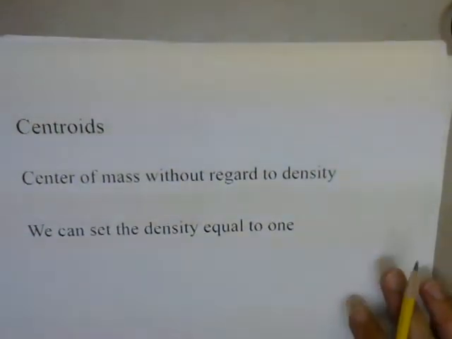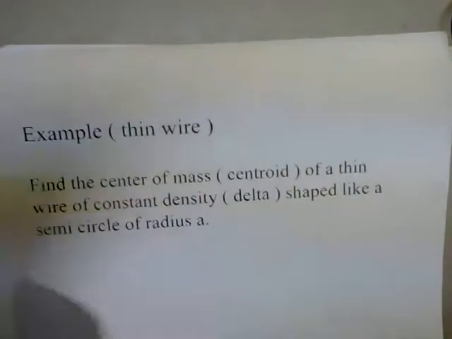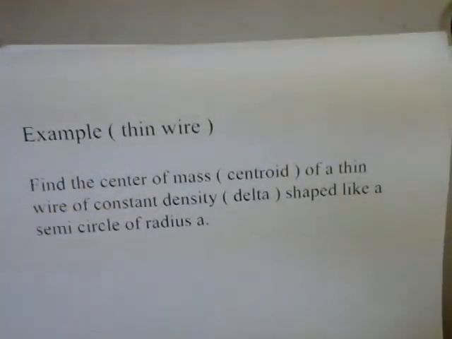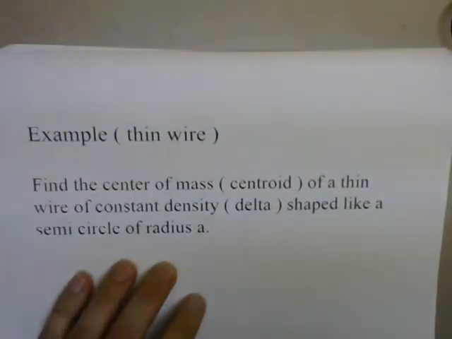So let's look at another thing here. Let's look at centroids, which are centers of mass without regard to density. But basically we can just set the density equal to 1 in these problems. So these would be things where you don't necessarily have plates, so you might find that the center of mass may not actually be on the object itself. But let's say that you want to find the center of mass, or in other words, the centroid of a thin wire of constant density delta shaped like a semicircle of radius a.